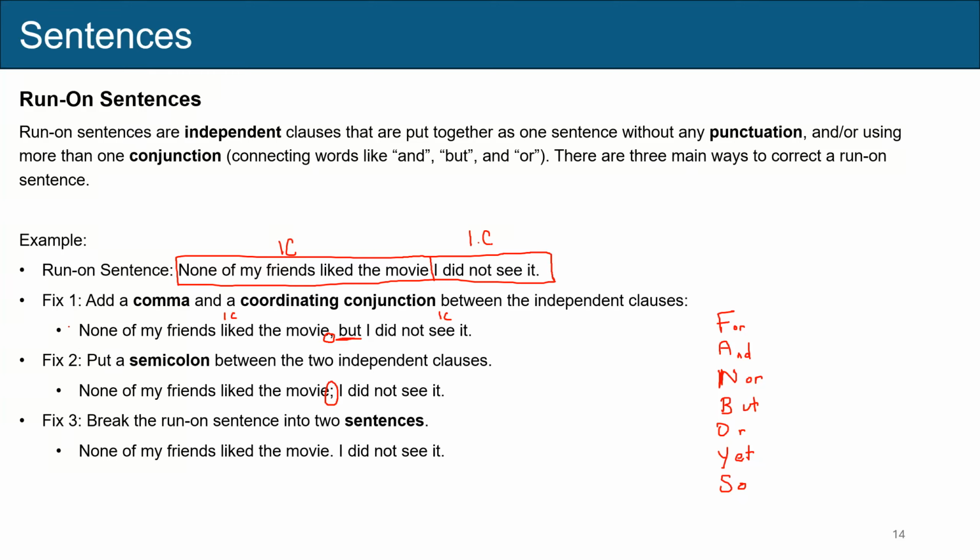Or if it works better for you and your writing style, you could just break it into two separate sentences. None of my friends liked the movie. I did not see it. Okay.